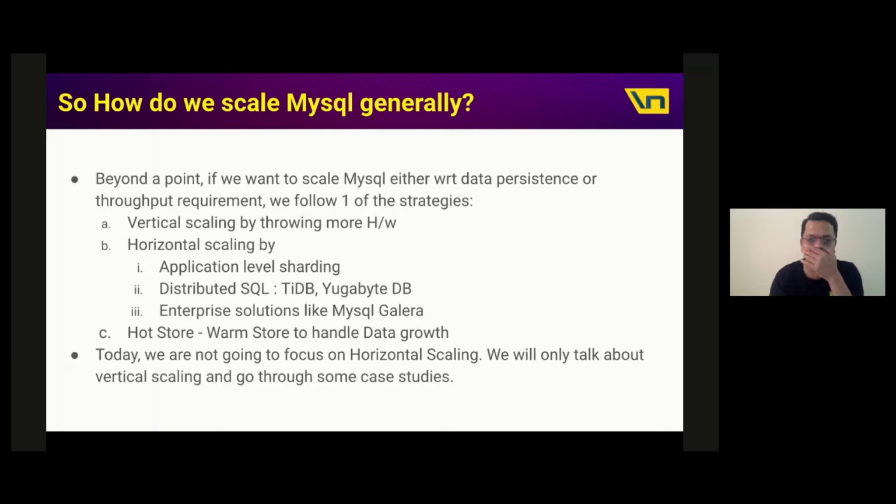So, how do we scale MySQL generally? That's the first thing that comes to our mind. Beyond the point, if we want to scale MySQL either with respect to data persistence or with respect to throughput requirement, we follow one of these strategies. Either we throw more hardware, which is vertical scaling, or we go for horizontal scaling, where you do application-level sharding, you go for distributed SQL use cases, which is either TiDB, YugabyteDB, or you use some enterprise solutions like MySQL Cluster. Or in some cases, you also adopt strategies like hot and warm storage to handle the data growth. But in this talk, we are not going to focus on horizontal scaling. We are only going to focus on the vertical scaling part, and we will go through some case studies related to that.